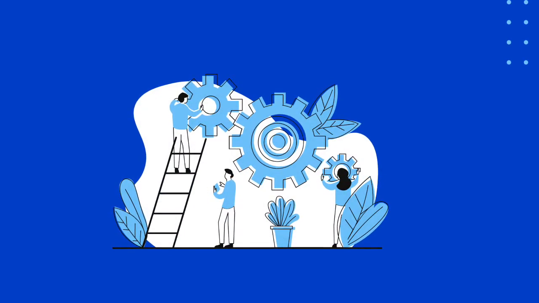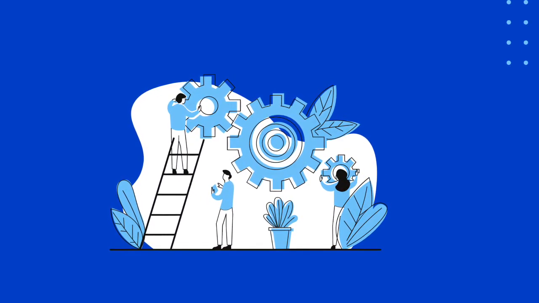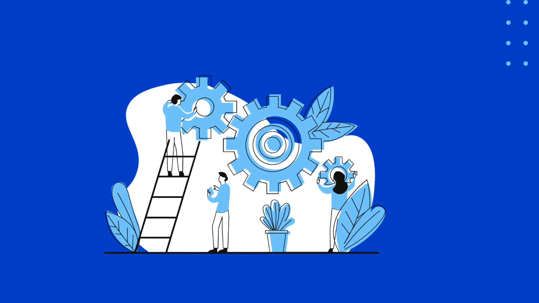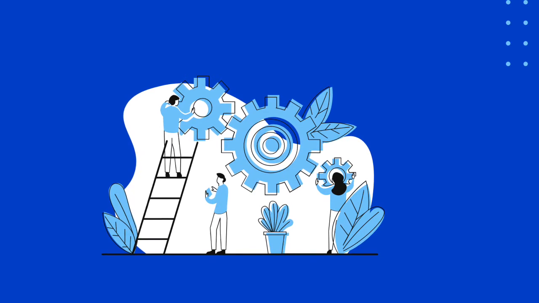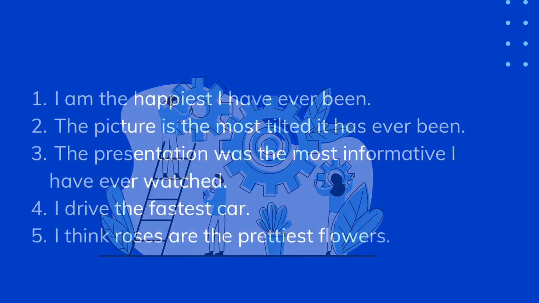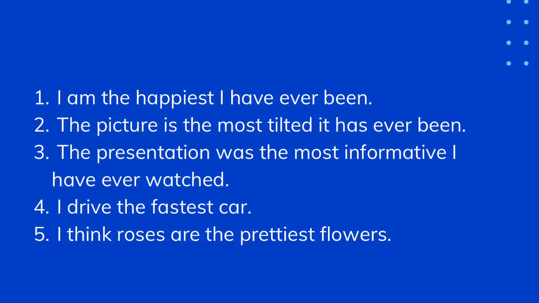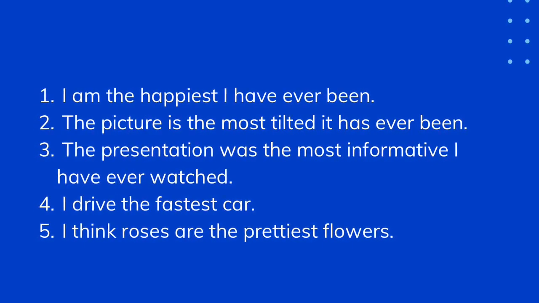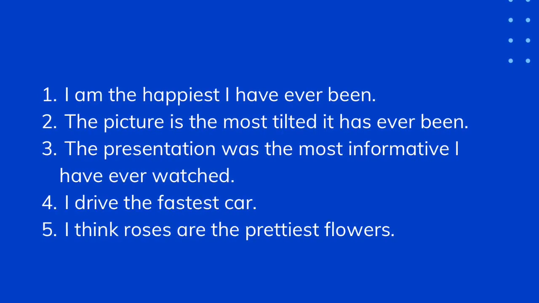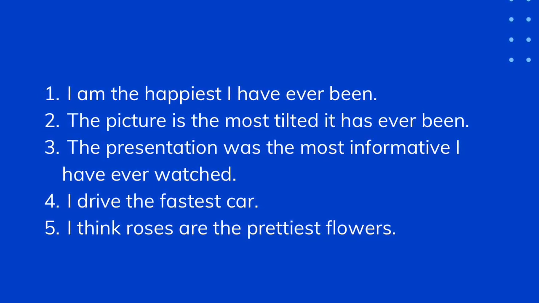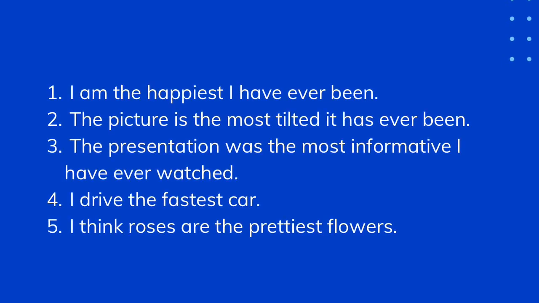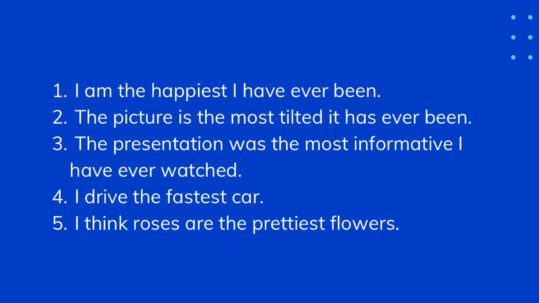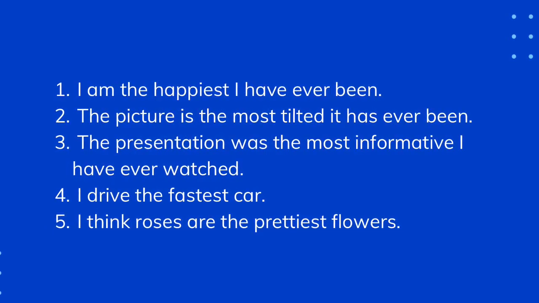Look at the sentences for Lesson 2, Activity 2, and select the correct superlative form. Pause the video now while you complete the activity. Sentence 1 should be, I am the happiest I have ever been. Sentence 2 should be, the picture is the most tilted it has ever been. Sentence 3 should be, the presentation was the most informative I have ever watched.